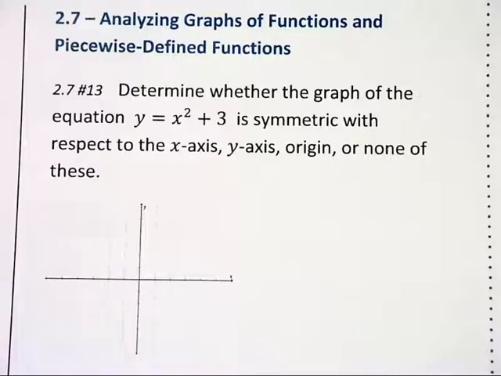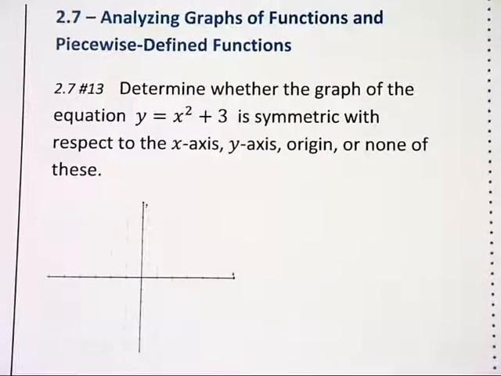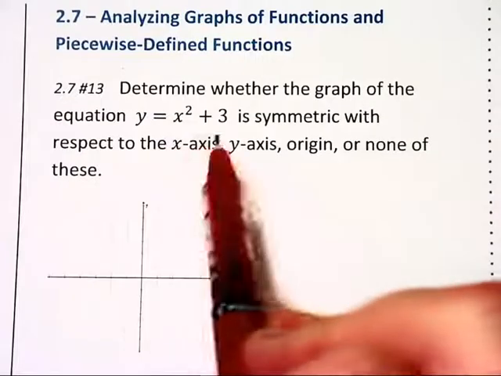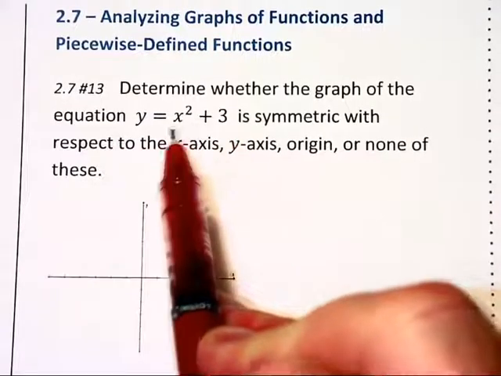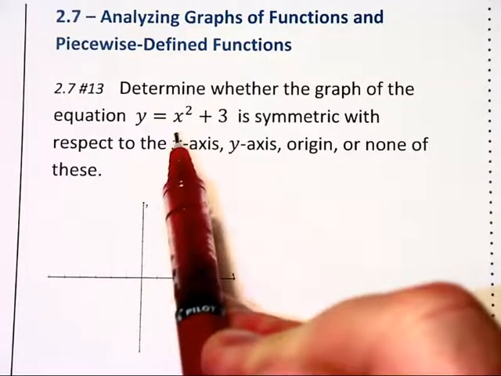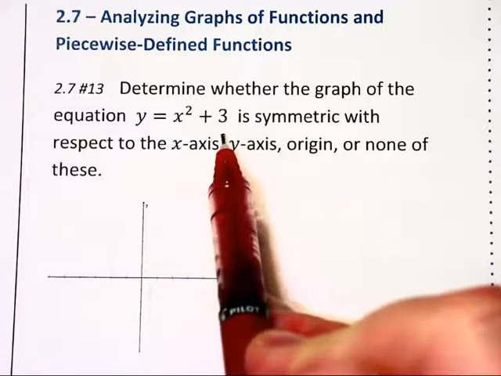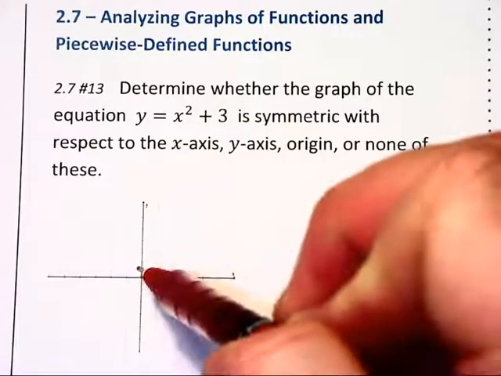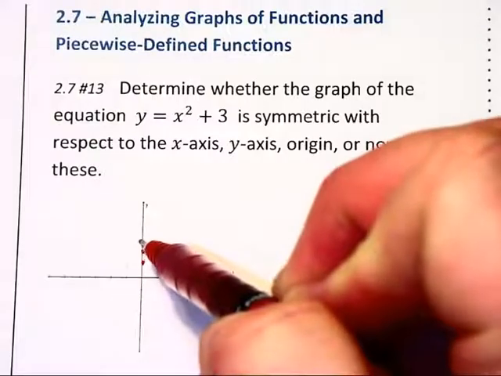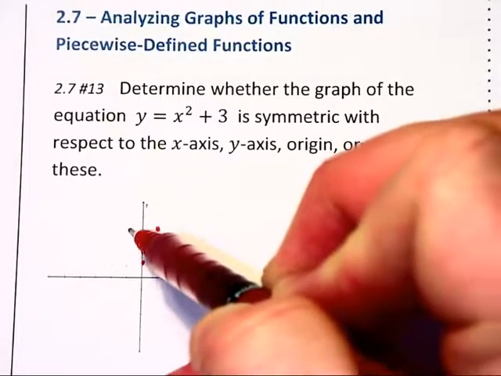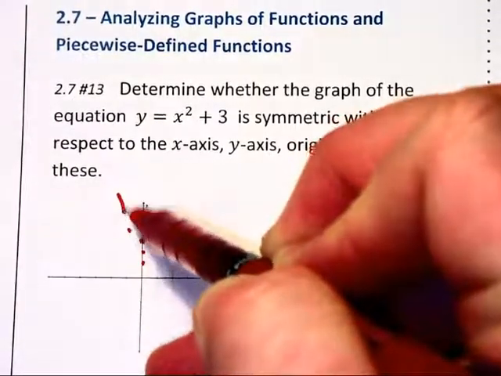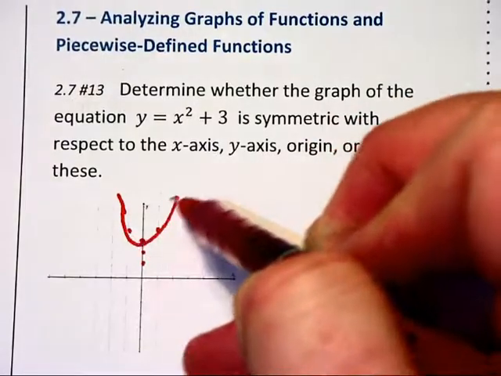In this section you will really be tested on how well you understand graphing, and symmetry is the first thing we're going to look at. We're given the equation y equals x squared plus 3. We see the x squared, we know it's a parabola, and that plus 3 means shift it 3 units up. So I'm going to go 3 units up, there's my vertex, and I'm going to go up 1 over 1, and just draw a real quick sketch of what that should look like.